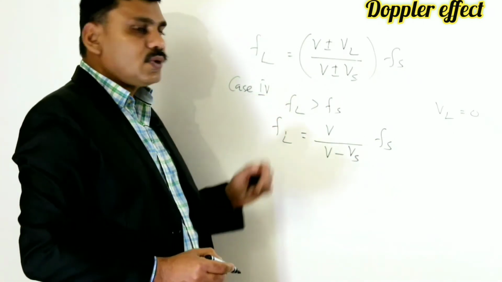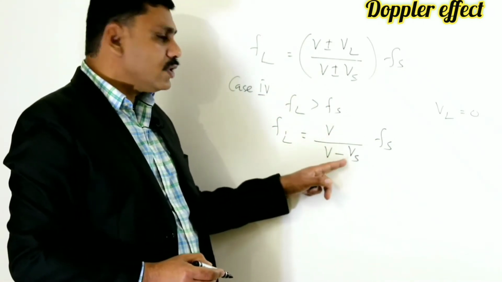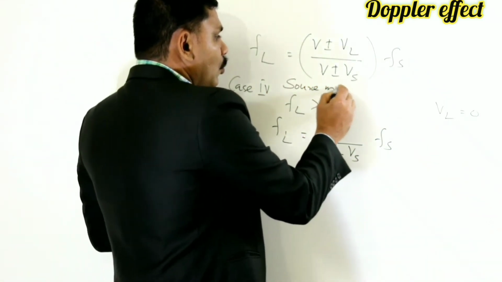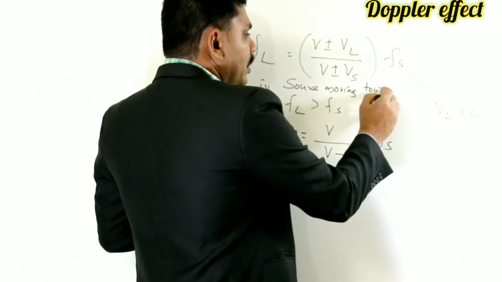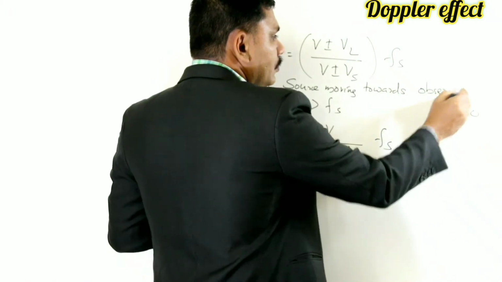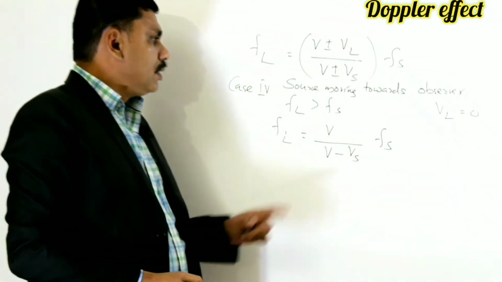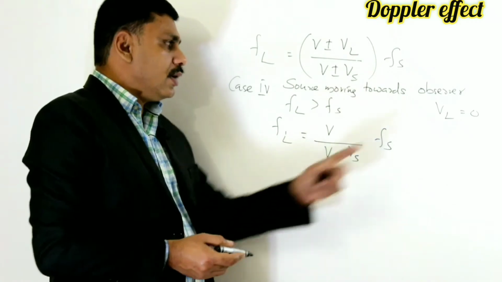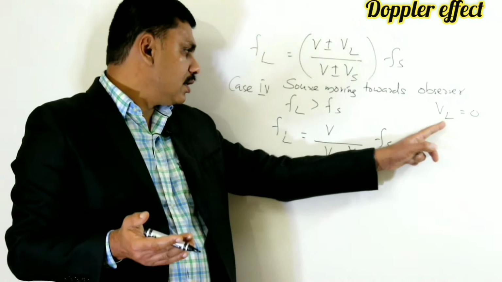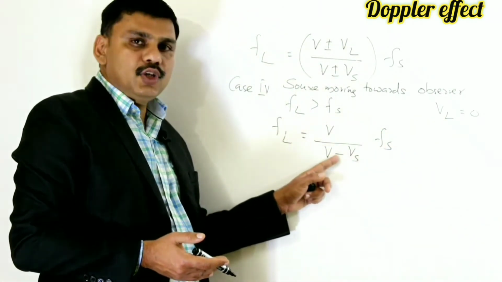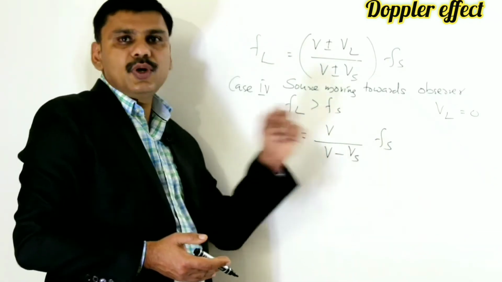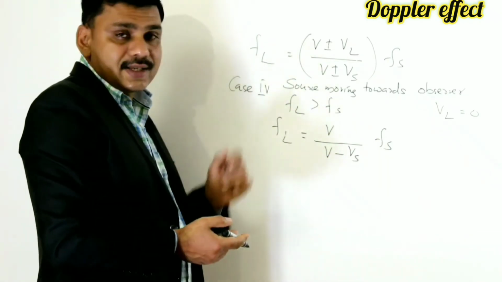So if the source is moving towards the stationary listener or observer, the source is moving towards the observer and the observer is at rest. So here the denominator comes minus. So FL equal to V divided by (V minus Vs) into Fs. So that is case number 4.